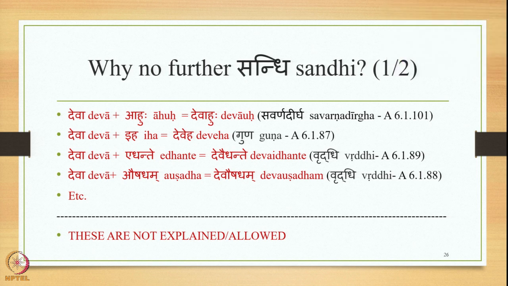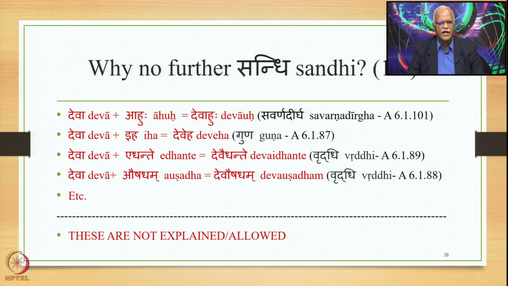Similar question can be asked to these examples. Why is there no further sandhi? Like Deva plus Ahuhu, why is there no Devahuhu? Why Sabarna Dirgha Sandhi does not apply? Similarly, Deva plus Iha, why is there no Guna Sandhi? Similarly, Deva plus Edhante, why there is no Vruddhi Sandhi? When stated specifically with reference to Edha, Etedha Tyutsu. Similarly, Deva plus Aushadham, why there is no Vruddhi Sandhi, stated by the Sutra Vruddhirechi.